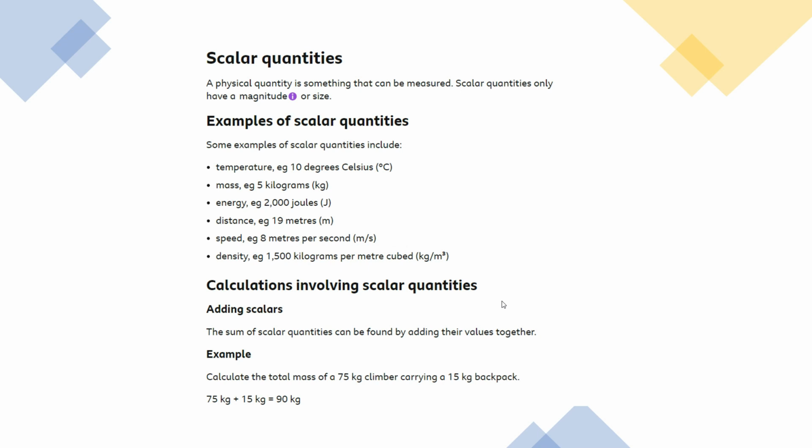Let's say for example the temperature of 10 degrees Celsius. That 10 is actually a magnitude, meaning it has a defined number. A mass of 5 kilograms, an energy of 2000 joules, a distance of 19 meters. So any such entity or quantity which comprises only magnitude, which means a defined, predefined value, is called a scalar quantity.